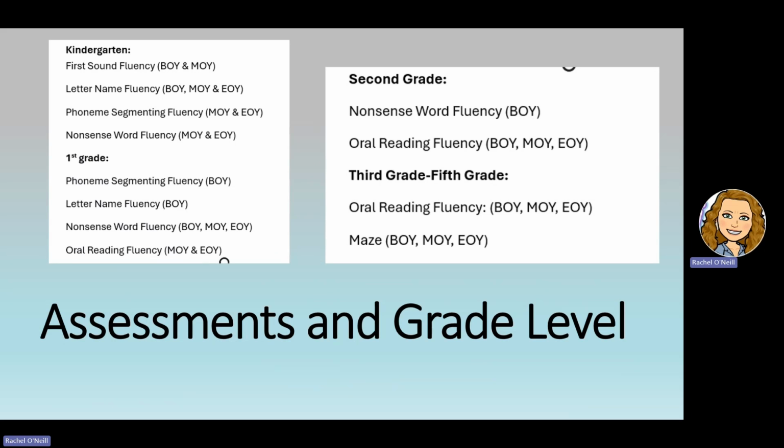This is just a brief summary of which assessments are given at which grade level. Kindergarten has first sound fluency, letter name fluency, phoneme segmenting, and nonsense word. First grade has phoneme segmenting, letter name, nonsense word, and oral reading. Second grade is nonsense word and oral reading fluency. Third through fifth has oral reading fluency, and they're the only grades that have the maze. BOY is beginning of the year, MOY is middle of the year, and EOY is end of the year.